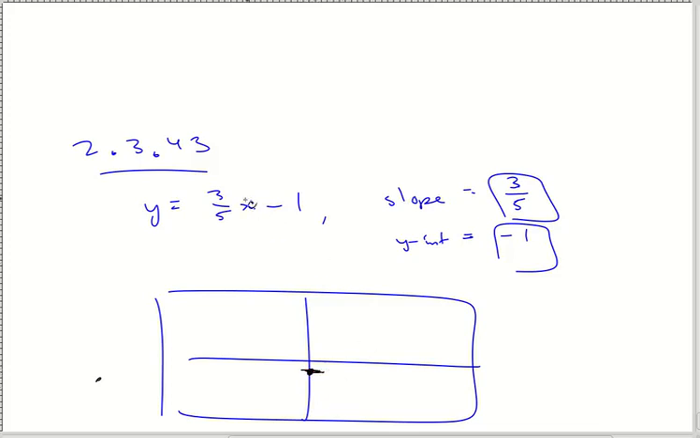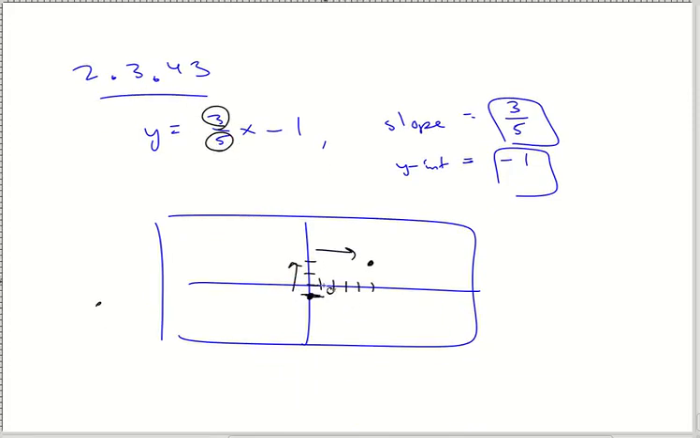-1. And then my slope is 3/5. I'm going to go up 3. So 1, 2, 3, and then go over 5. 1, 2, 3, 4, 5. Notice I went up 3 over 5, up 3 over 5, and that's my second point on the graph. So it'll look something kind of like this.